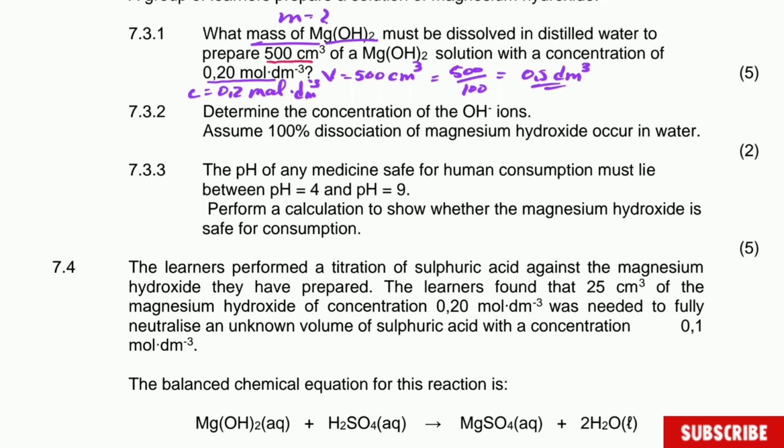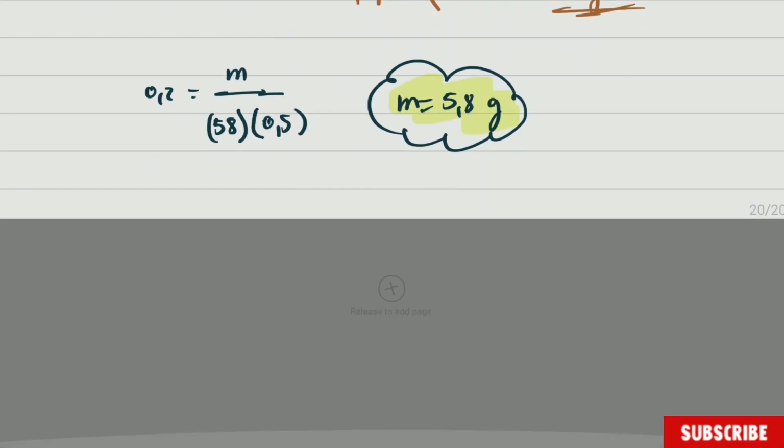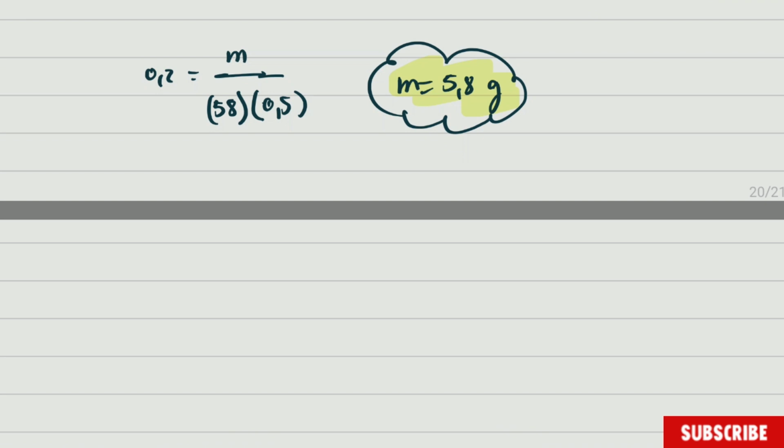The question 7.3.2: determine the concentration of OH ions. Assume 100% dissociation of magnesium hydroxide in water. And this is a very good question because you needed some time for the pH. So this one is question 7.3.2. Okay, now what is going to happen here?